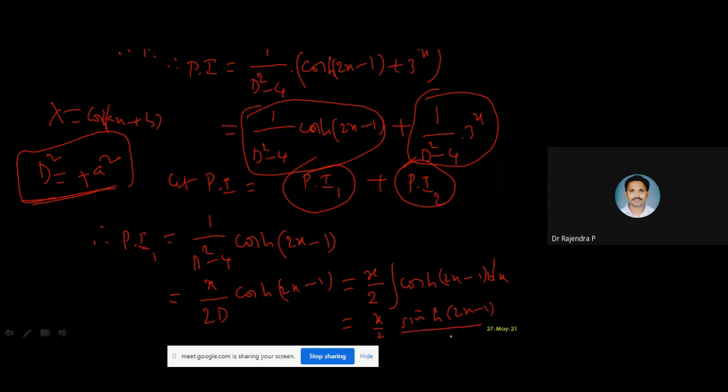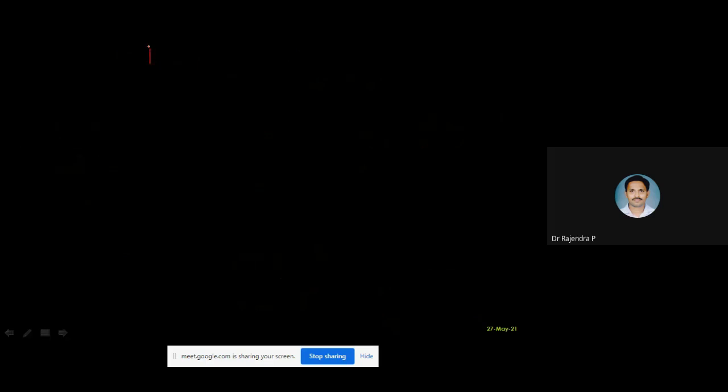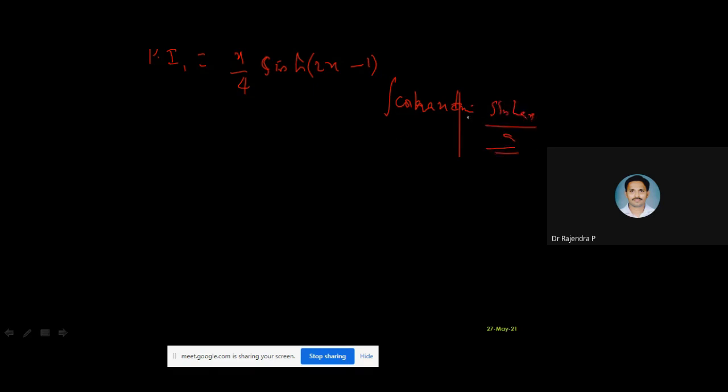The derivative of 2x is 2, so I have to divide by it. So what is your PI1? x by 4 sin h of 2x minus 1. What I'm telling you here is that the integral of cos h ax dx will be equal to sin h ax by a. There is no sign change here, of course. While doing integration, just go through this set of formulas.